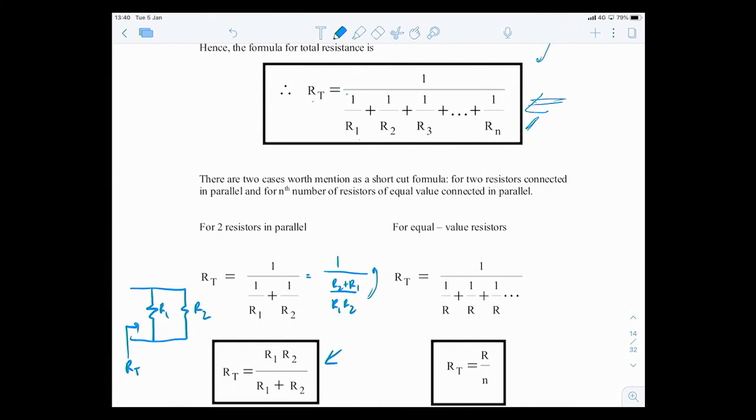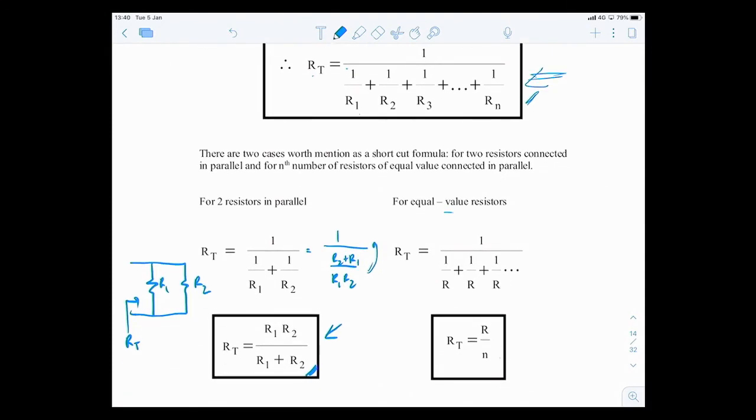So I just want to prove that this is how you get this fast formula when you have two R's connected in parallel. If you have many resistors, n number of resistors, but they all have equal values, this would be the formula: the value of the resistor divided by the number of resistors connected in parallel.